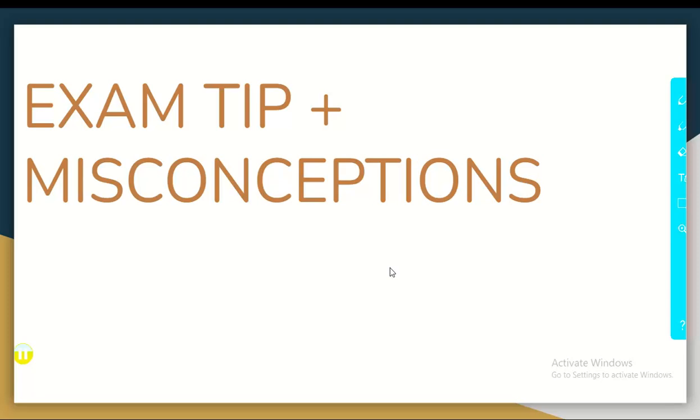Exam tip and misconceptions. One common misconception is confusing area and surface area, or perimeter and volume. Always double check the units. If it's in centimeter cubed, you're dealing with the volume, and if it's centimeter squared, you're dealing with the area.